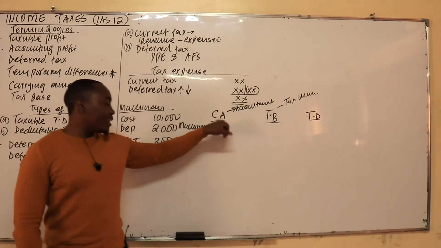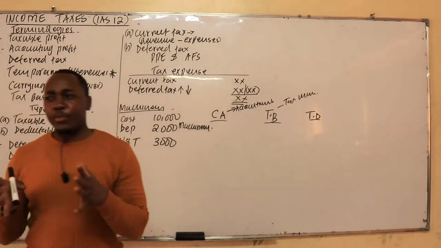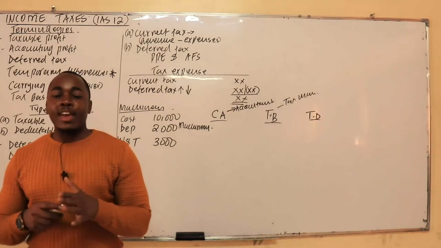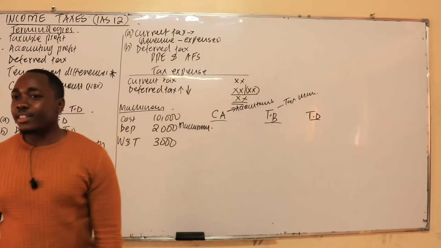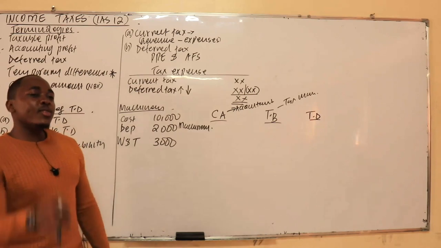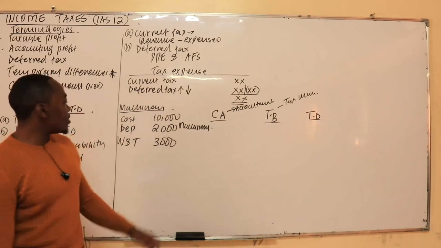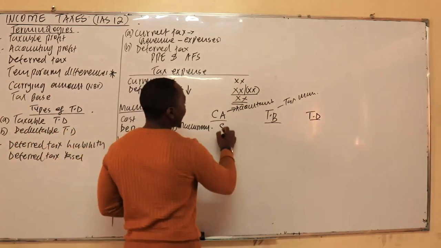Carrying amount. Carrying amount is the same as what? In layman's language, net book value. How do you get the net book value? Cost minus depreciation. So you as an accountant, you'll take the cost, of which the cost was how much? 10. You know depreciation as per the company policy, which is the amount of what? 2. So the carrying amount would be how much?